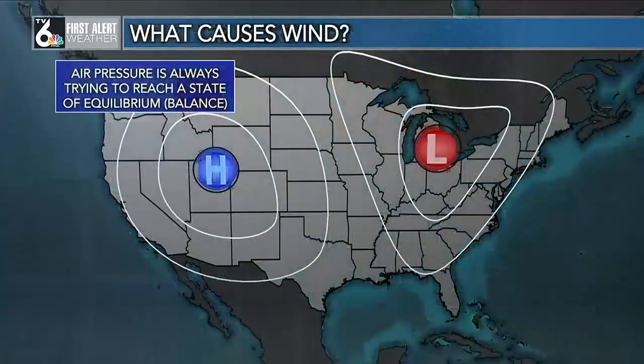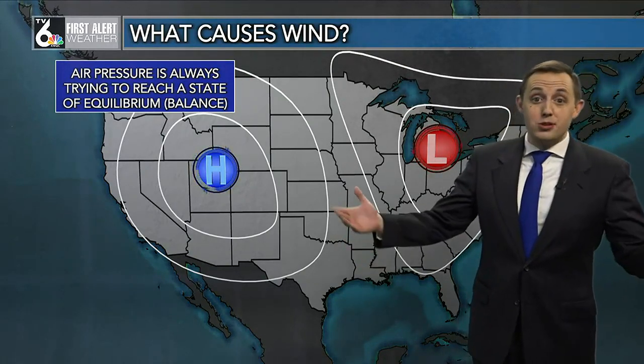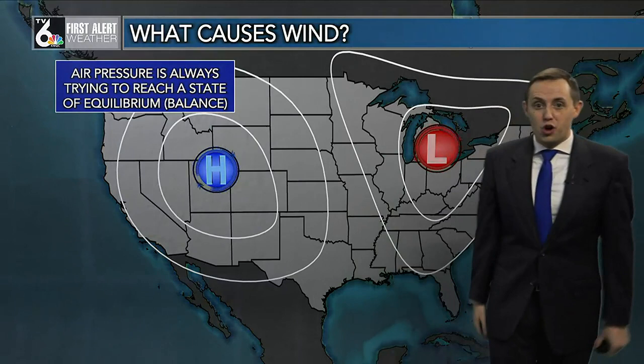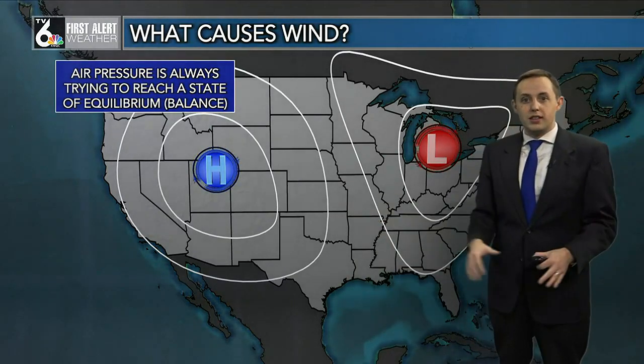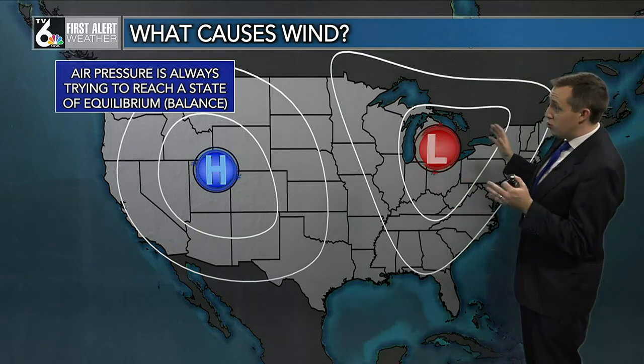So let's kind of put this all together. Now, the air pressure is always in a constant state of trying to equal itself out. In fact, that's what happens with weather. That's why we get weather. The atmosphere is always trying to balance each other out, which is why we get these storm systems to move through. But you get the wind when you have a tight pressure gradient.